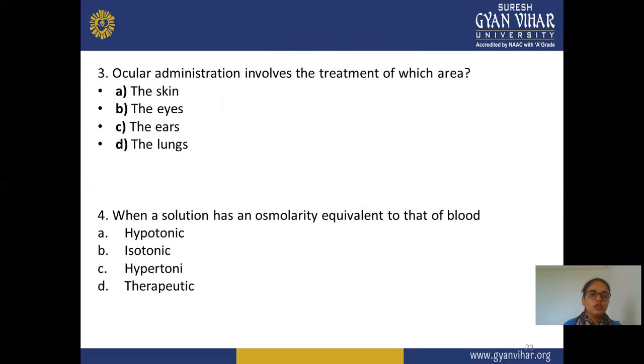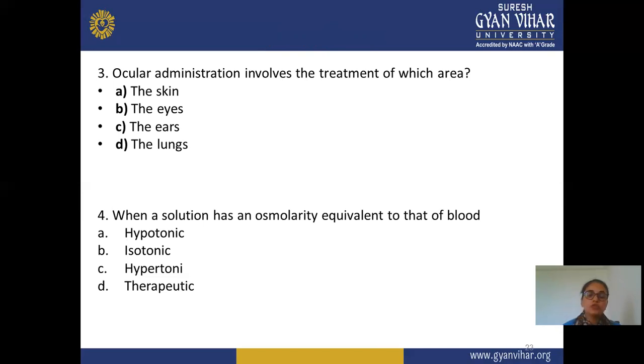Next, the third question: ocular administration involves the treatment of which area? This is also the introduction part of ophthalmic preparation, and the question is simple. In this, we are discussing the part or area where you apply the ophthalmic preparation. A is the skin, B is the eye, C is the ear, and D is the lungs.